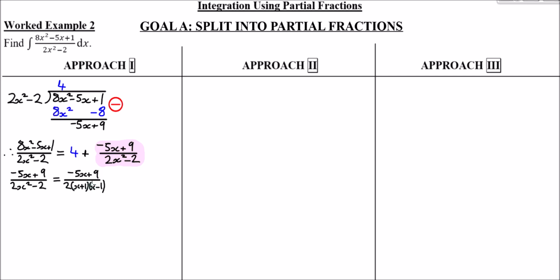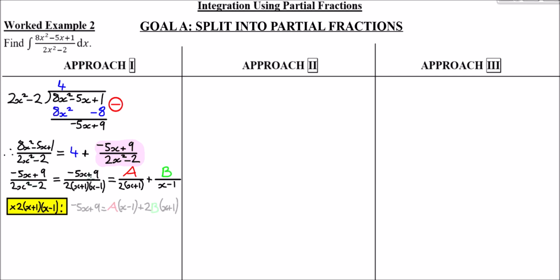We can now split this into partial fractions like so, by calling it equal to some constant a over 2 lots of x plus 1, plus some constant b over x minus 1. Now following the similar procedure, multiply both bits by 2 lots of x plus 1, x minus 1. Alternatively, you can see this as multiplying both sides by the 2x squared minus 2 without it being factorised.